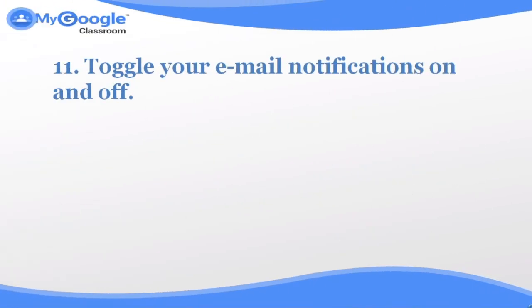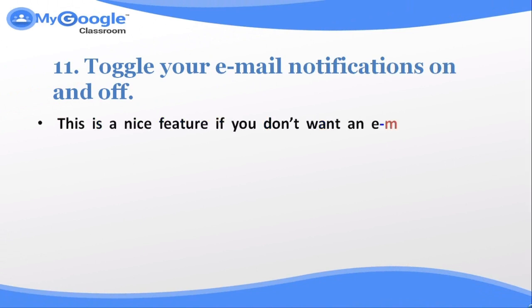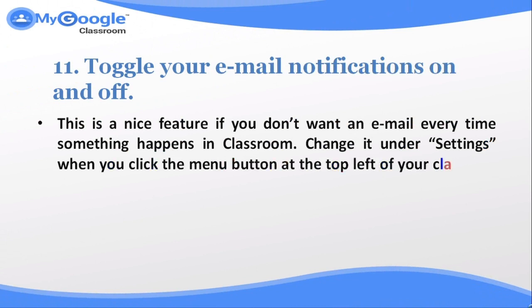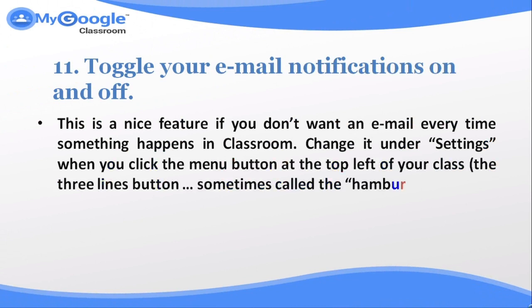Number 11. Toggle your email notifications on and off. This is a nice feature if you don't want an email every time something happens in Classroom. Change it under Settings when you click the menu button at the top left of your class, the 3-line button, sometimes called the hamburger button.